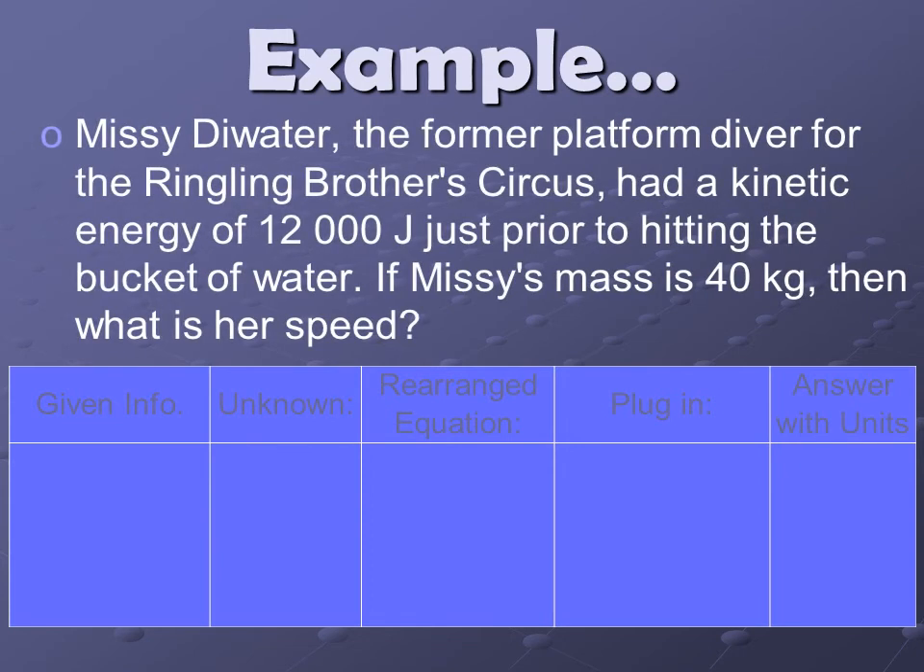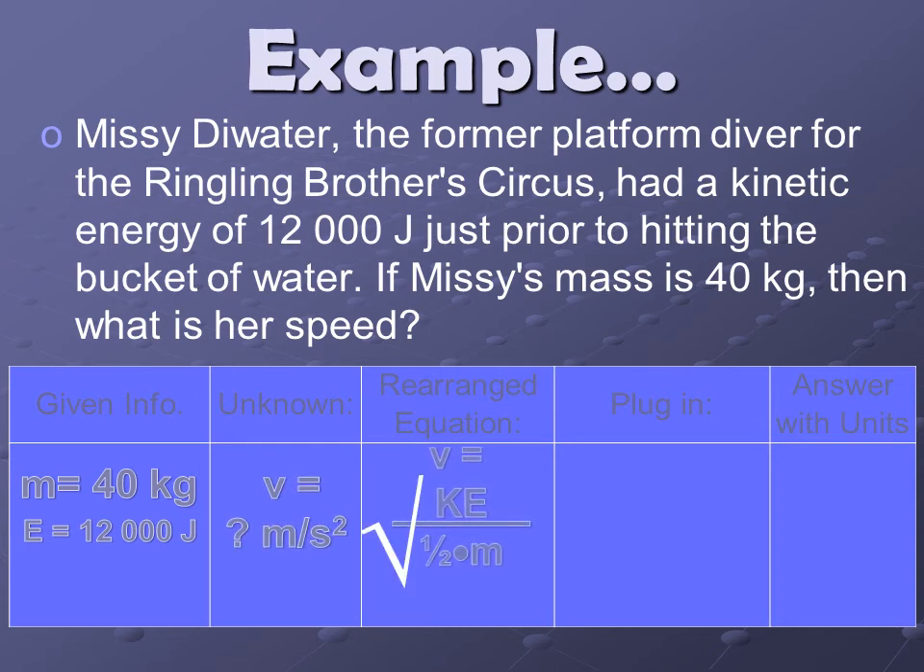Okay, let's do an example problem real fast and then we'll be done. So, Missy Dewater, the former platform diver for the Ringling Brothers Circus, had a kinetic energy of 12,000 joules just prior to hitting the bucket of water. If Missy's mass is 40 kilograms, then what is her speed? So we know she has a mass of 40 kilograms, and her energy is 12,000 joules. So what's her speed?